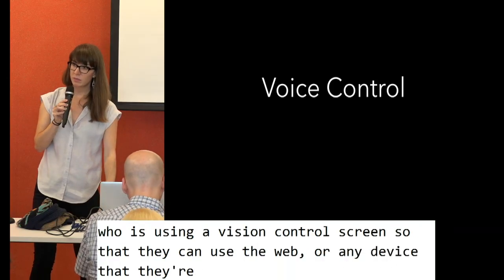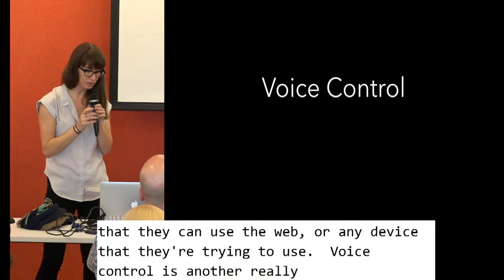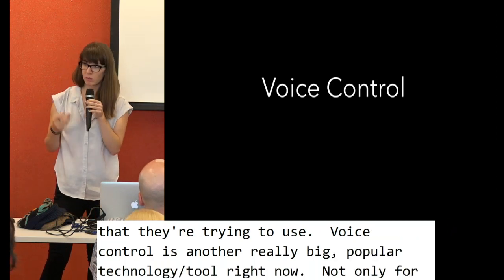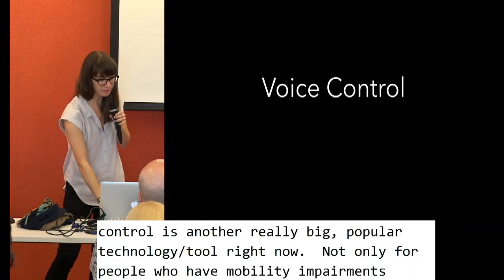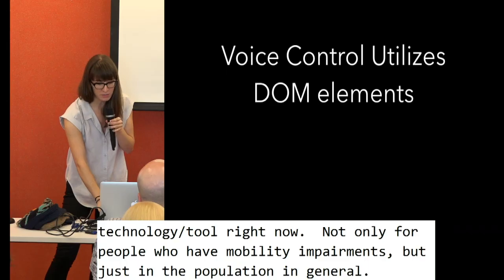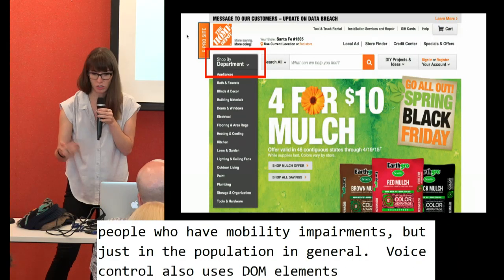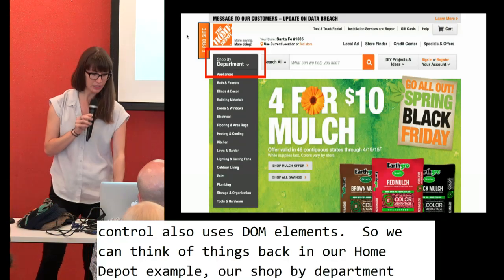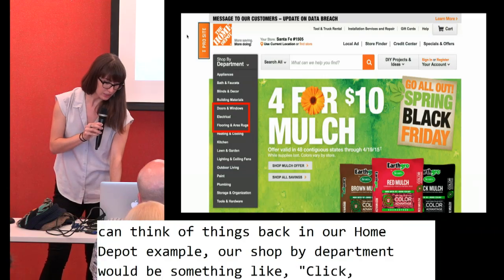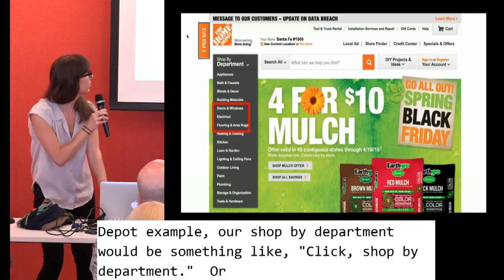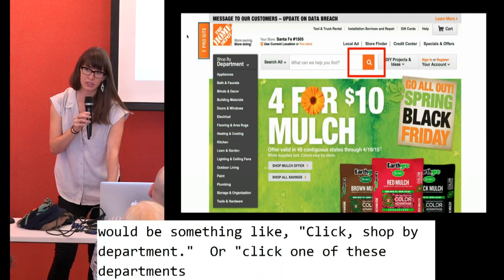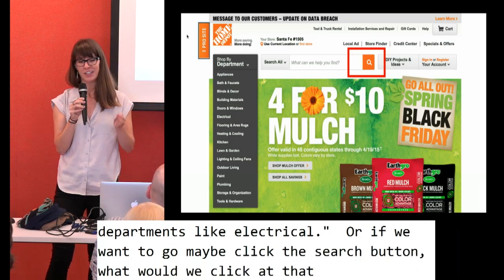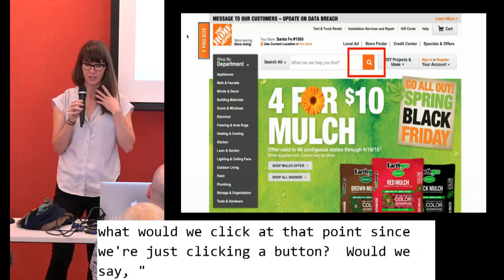Voice control is another really popular technology tool right now, not only for people who have mobility impairments, but just in the population in general. Voice control also uses DOM elements, so we can think of things back in our Home Depot example. Our shop by department would be something like click shop by department, or click one of these departments like electrical. Or if we want to go click this search button, what would we say at that point, since we're just clicking a button? Would we say click button? You don't know that as a user of the site.